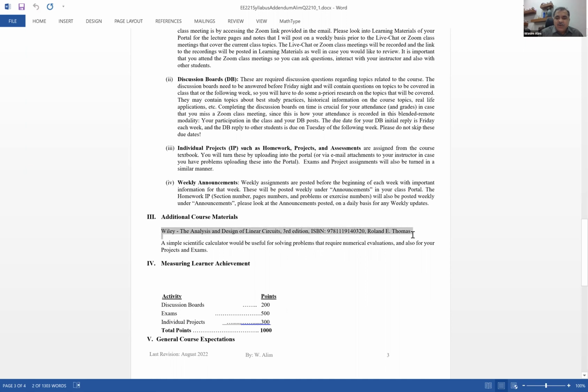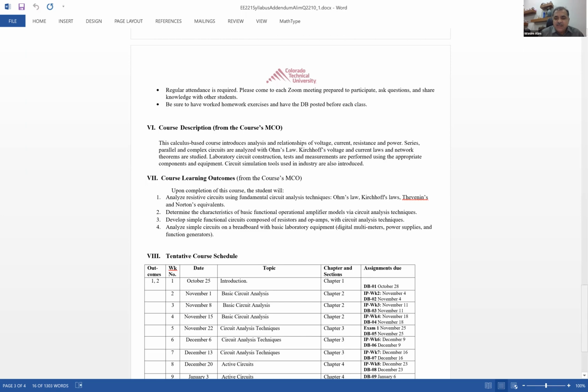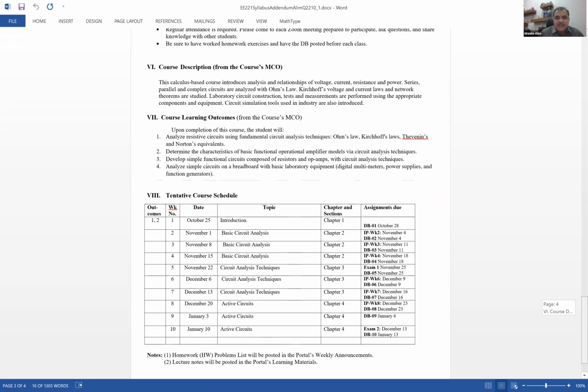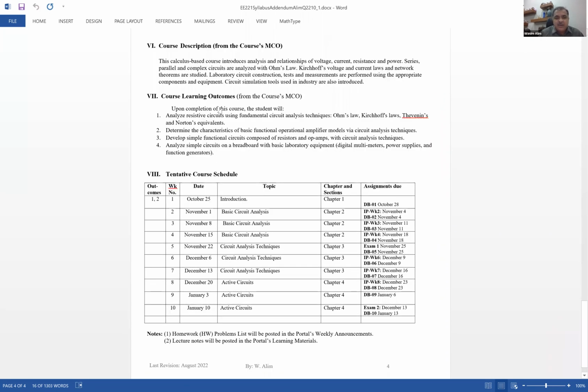Finally, the textbook. This is the textbook. You should have access to it, so you can download it and view it offline. It is The Analysis and Design of Linear Circuits, 3rd edition, by Thomas. That is the textbook we're going to be using. As far as the course description and the learning outcomes, these are taken directly from the catalog, so you can view them. These are the techniques that are going to be covered in this course, and some learning objectives, as well as the course description, as you can see up here.